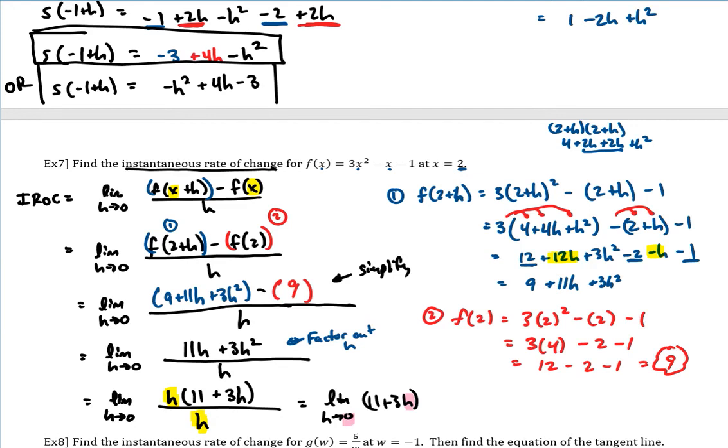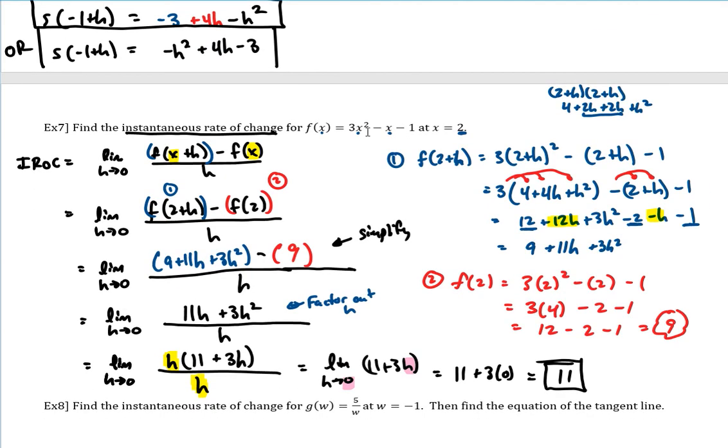And then, well, I'd have 11 plus 3 times 0. So I no longer have the limit. I have just the numbers. And then, well, 3 times 0 is 0. So this is 11. Okay, so that is our instantaneous rate of change for that function at x equals 2. Okay, so it's just right now abstract. All right, so we just want to make sure we can use the formula. Okay, so that's one of them.